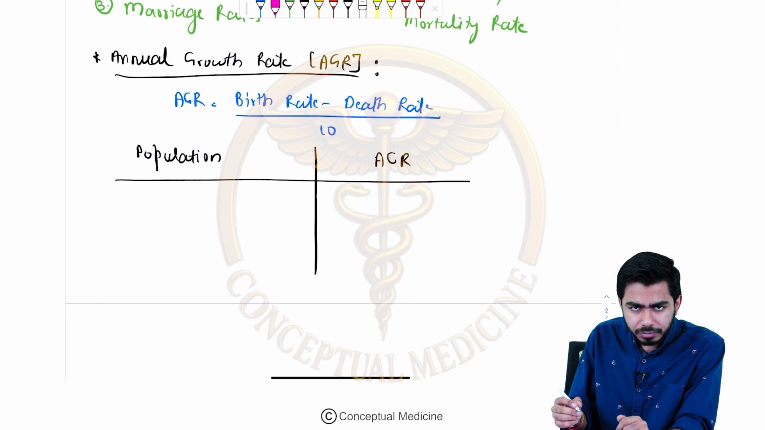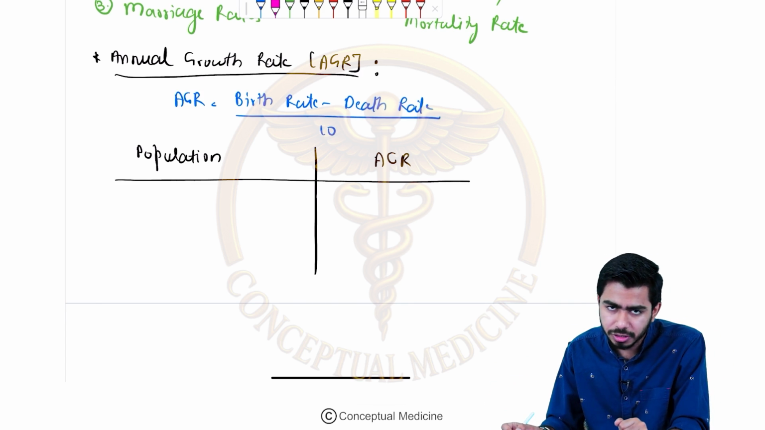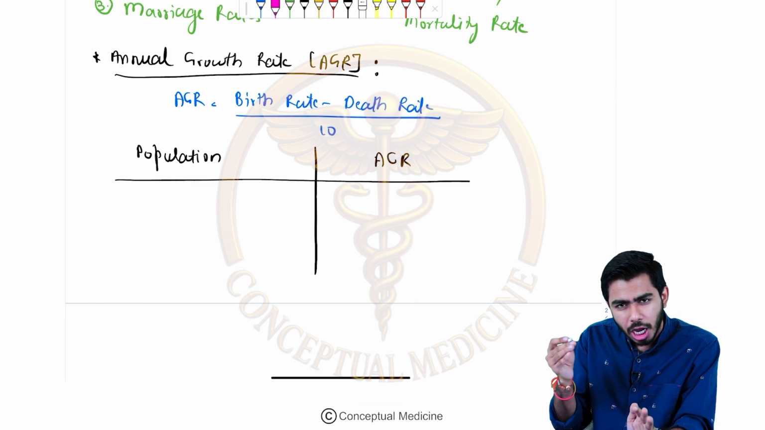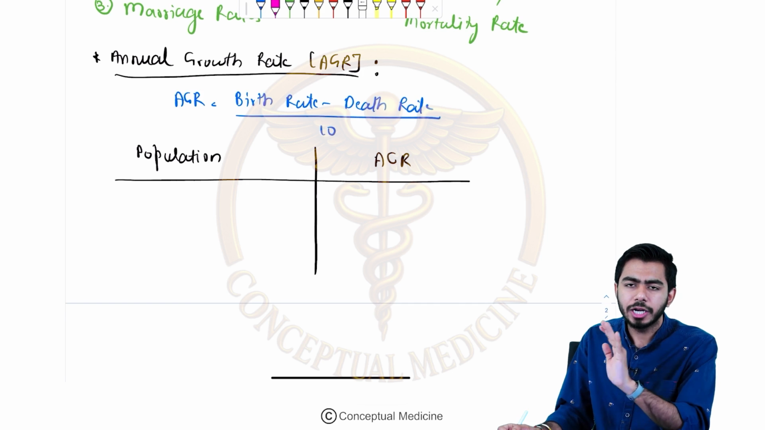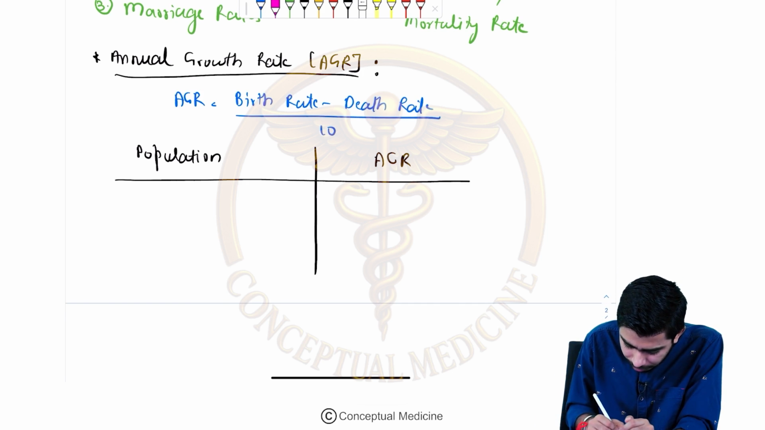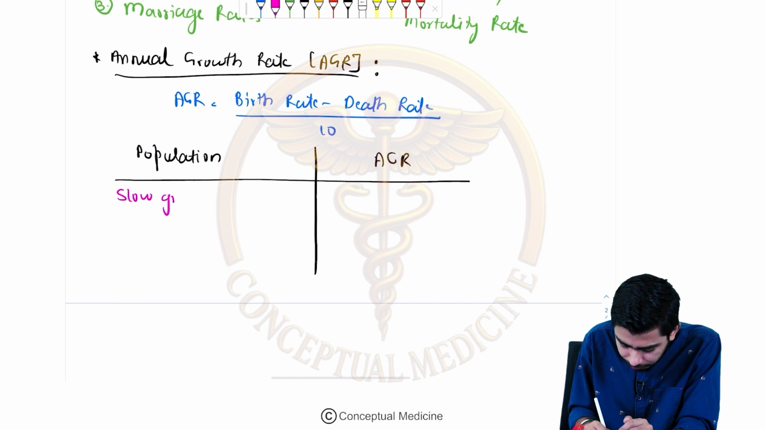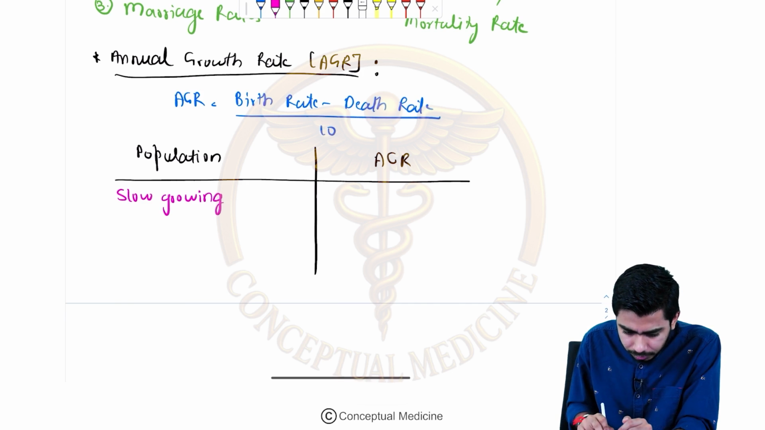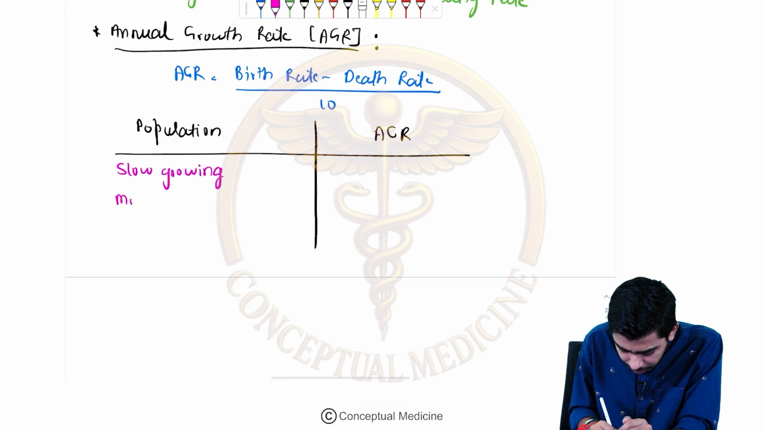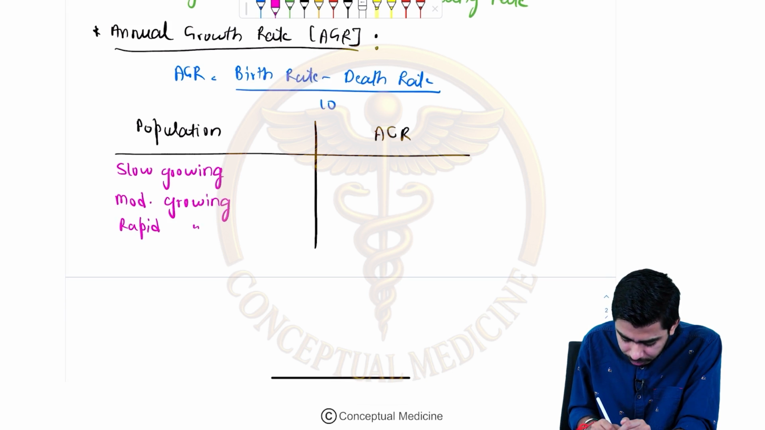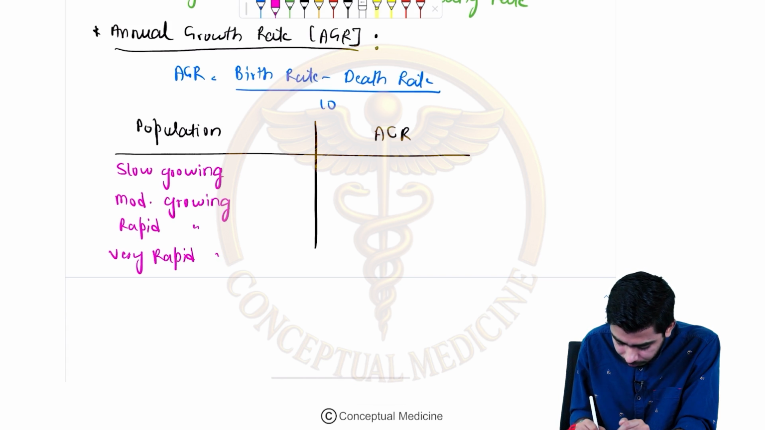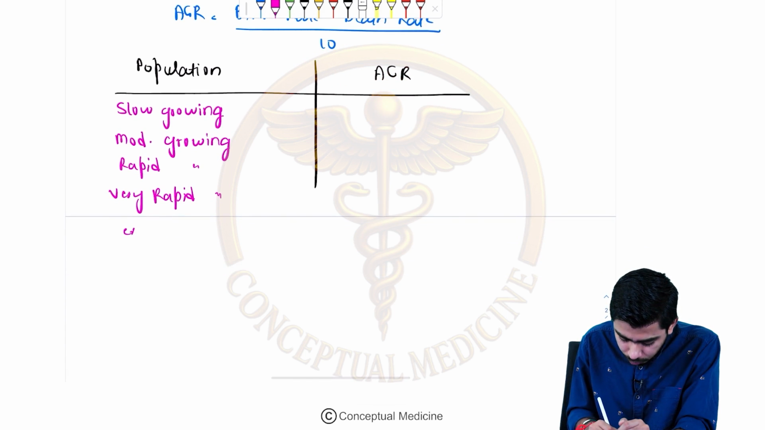So according to that, there could be different stages, but depending on those different stages, how can we say what kind of annual growth rate they are having? Over here we are saying that a country's population might be slow growing, or moderately growing, some might be rapidly growing, some very rapidly growing, or some might have explosive growth in the population.